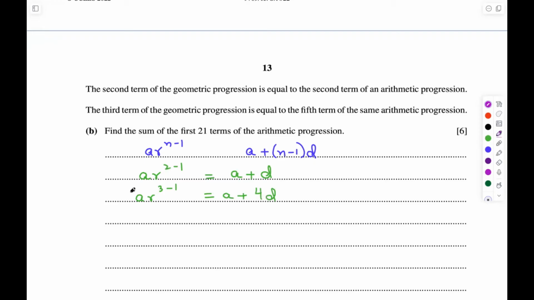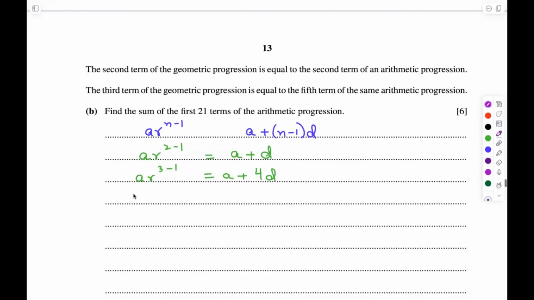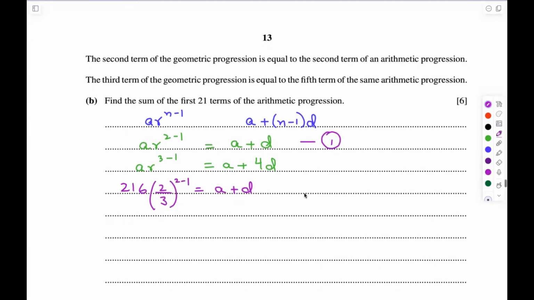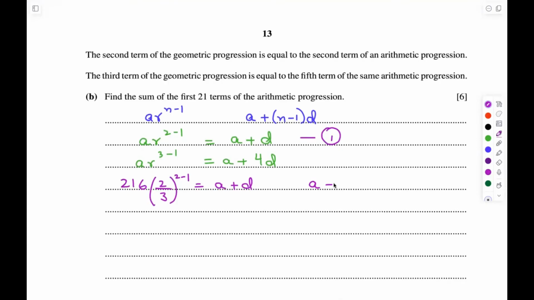Now, from the previous part, we already have the value of a, which was 216, and the value of r, which was 2 upon 3. So for the first equation, this will be 216 into 2 upon 3 to the power 2 minus 1 is equal to a plus d. 216 into 2 upon 3 will be equal to 144. So the first equation will be a plus d equals 144.